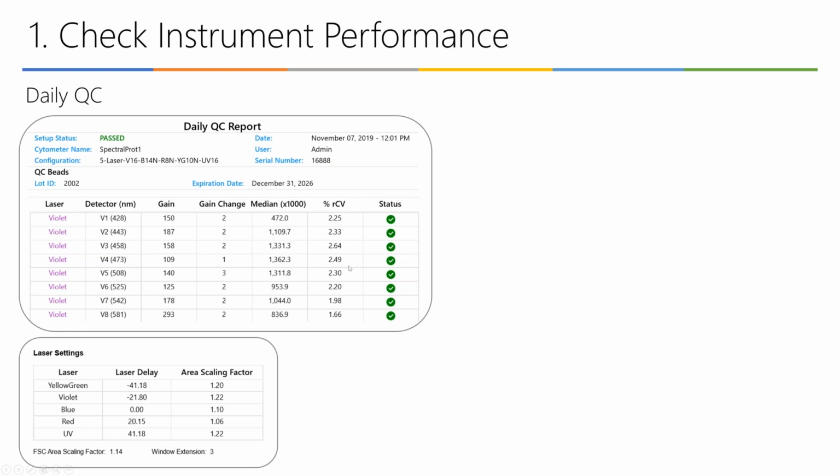Another important thing is that these beads are fluorescent in all the channels, and then you can measure the spread of the positive peaks for that fluorescent signal. That spread, quantified by the percentage of robust CV, should be low based on the good performance of your optics and also the fluidics in the instrument. So those are 2 things that I would pay attention to, the CVs and the gain changes, as well as the good calculation for laser delay and area scaling factor. Once again, QC passing alone is a good indication that your instrument is performing well.